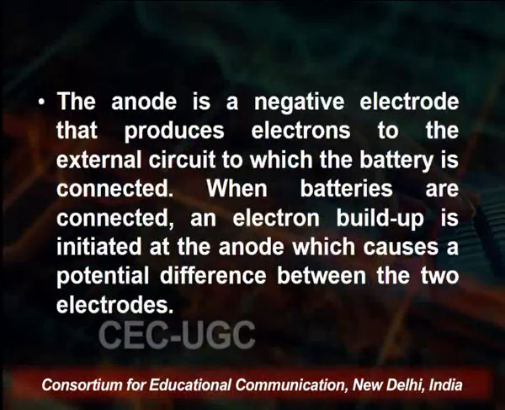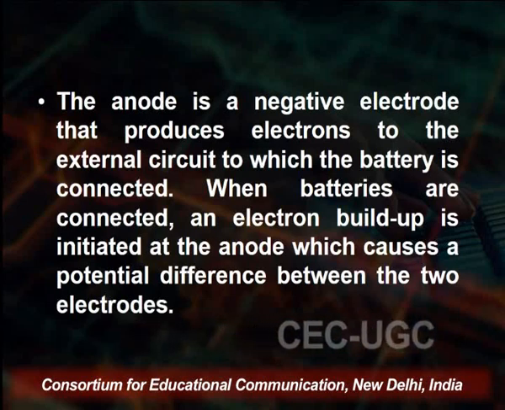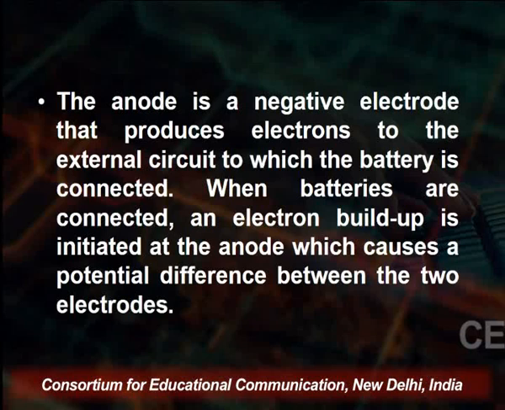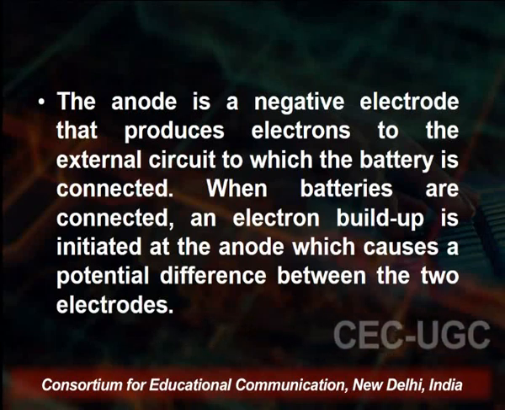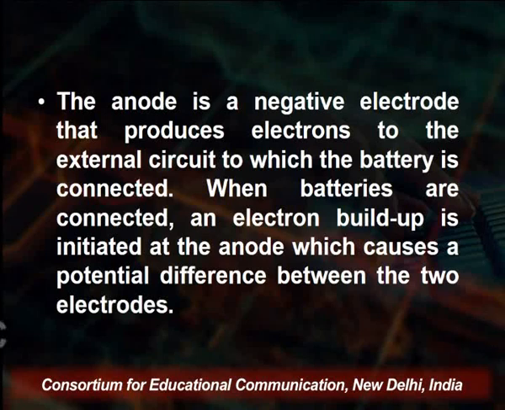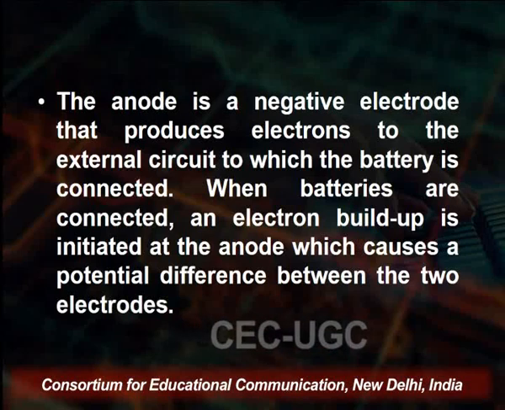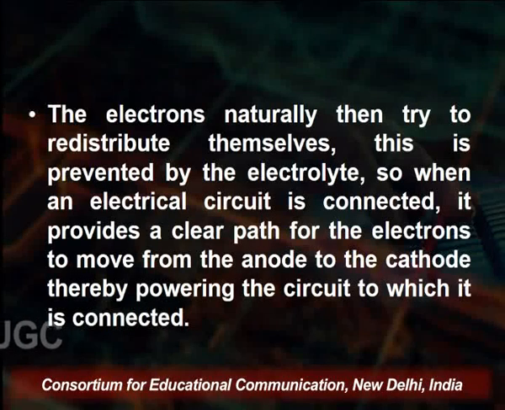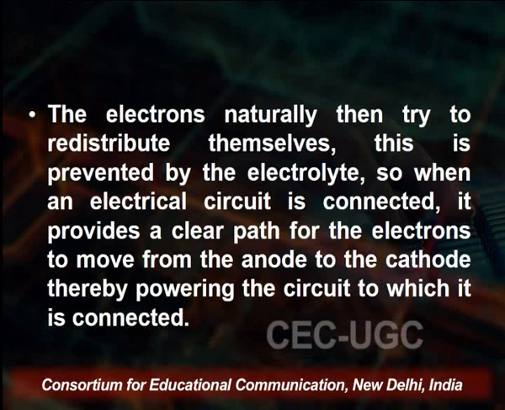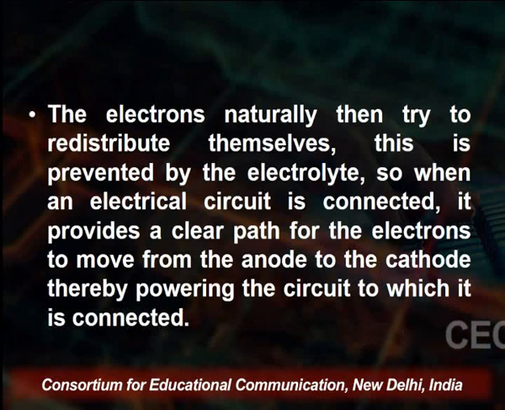The anode is a negative electrode that produces electrons to the external circuit to which the battery is connected. So when the battery is connected, an electron buildup is initiated at the anode side, which causes a potential difference between the two electrodes. The potential difference is generated because of the electron buildup. The electrons naturally then try to redistribute themselves, and this is prevented by the electrolyte.